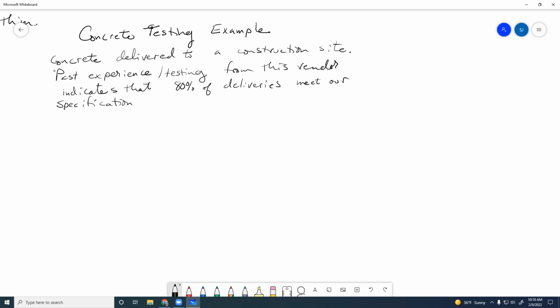Has anyone taken concrete or know about concrete? Specifications would be like compressive strength after so many days of curing, right? There are a couple of important specifications. Each batch is a little different. They throw in some lime, some aggregate, sands, and probably some other ingredients, and things could be a little bit off. So not all deliveries are going to meet our specifications. We need to test that, and we can test one sample.